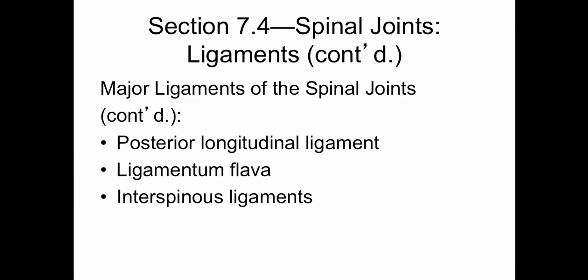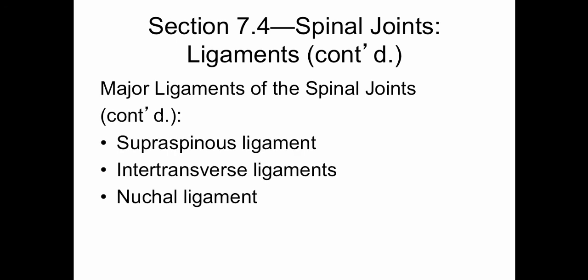Other major ligaments of the spinal joints include the posterior longitudinal ligament, the ligamentum flava, and the interspinous ligaments. The posterior longitudinal ligament limits flexion of the spinal joints. The 2 ligamenta flava limit flexion of the spinal joints. And the interspinous ligaments are separate, short ligaments that limit flexion of the spinal joints.